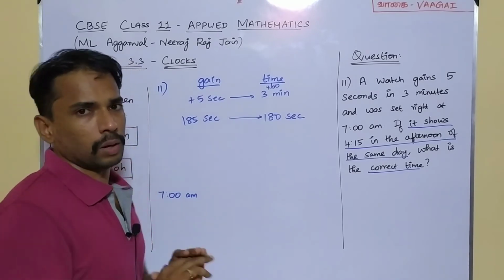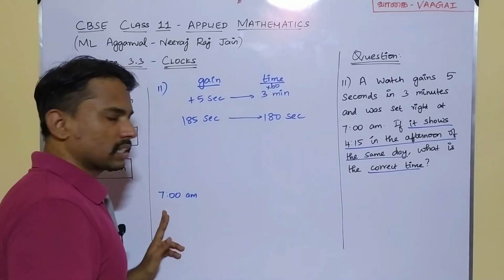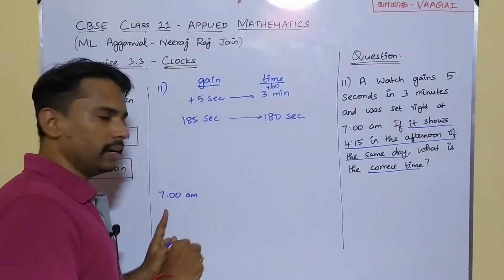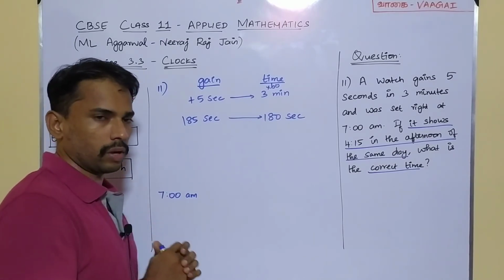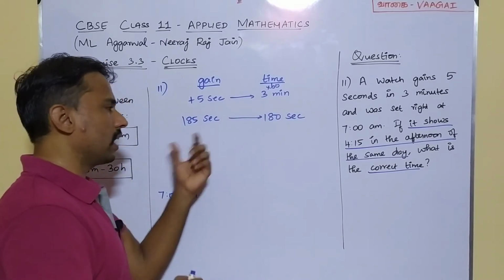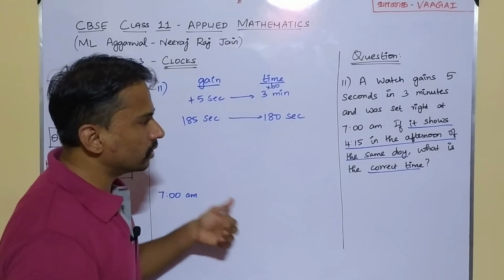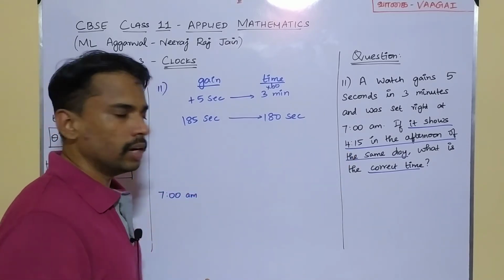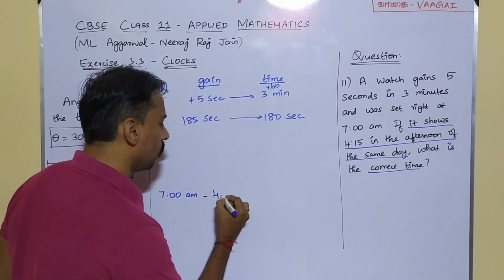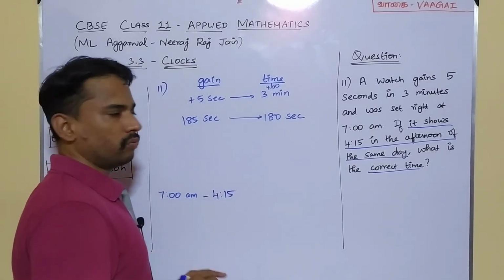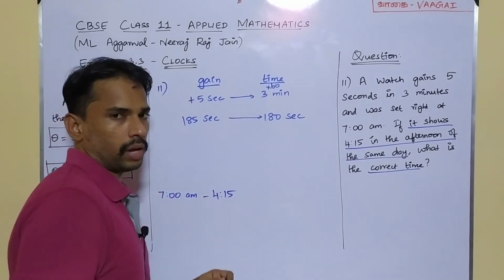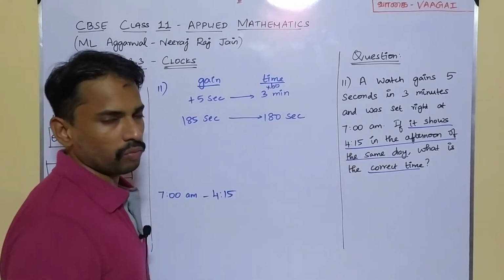Now we will come to the question. At 7 a.m. sharply, our gaining clock is set correctly. And it is showing the time now. What time is it showing? It is showing a time of 4:15, in the same day, afternoon or evening. So 4:15 it is showing.